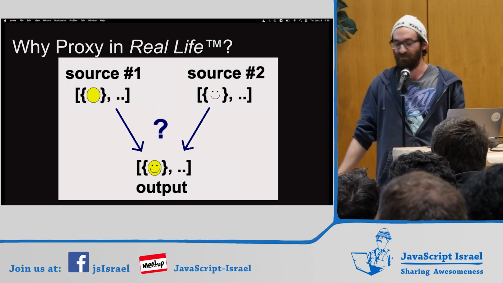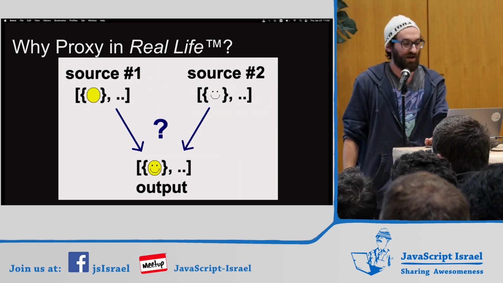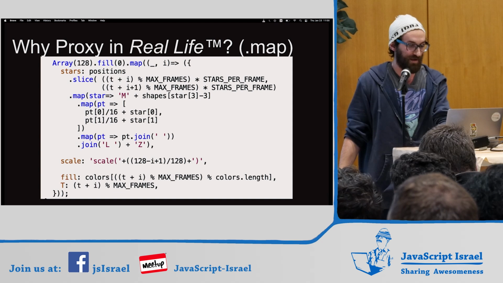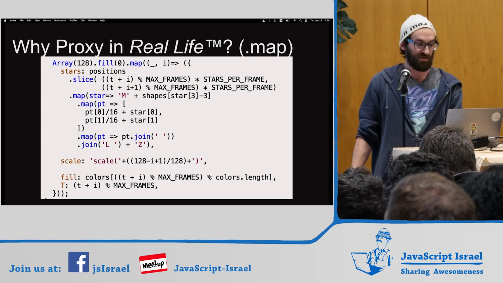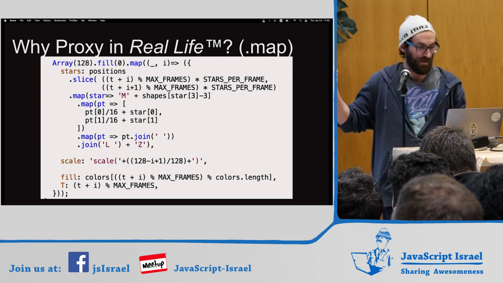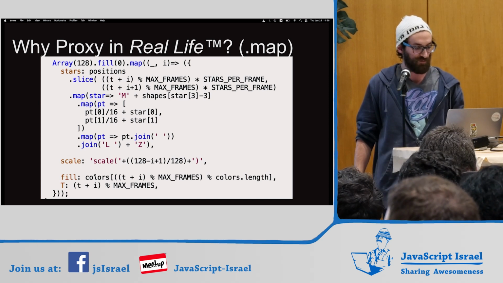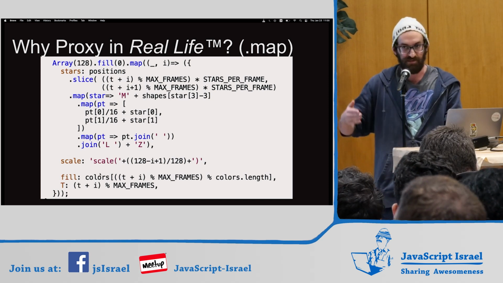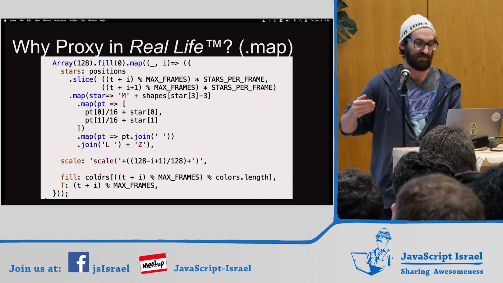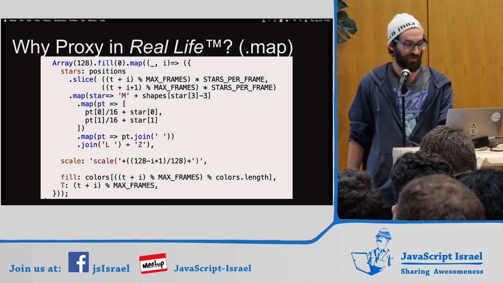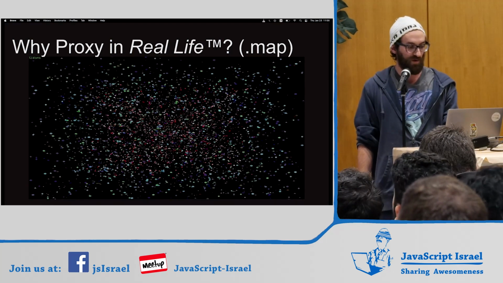OK, obviously, you read the title of the talk. So if we use a .map, I did do this as an example. We're taking the positions, the shapes, and the colors, and we're putting them together. We're using the indices to put them together into slices. We're taking slices and making them into frames. And we get this really slow animation.